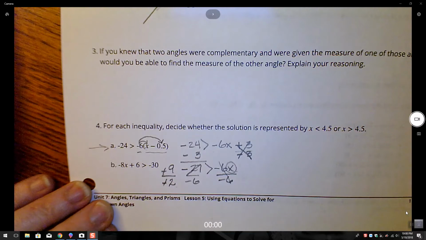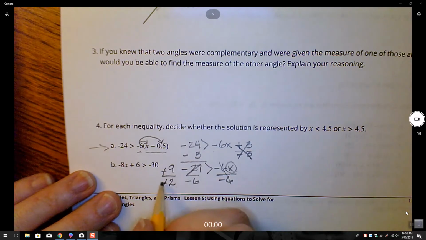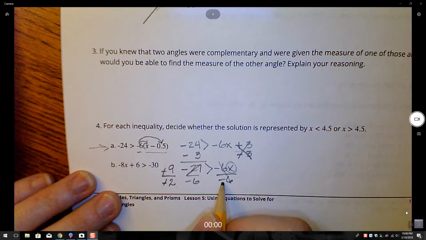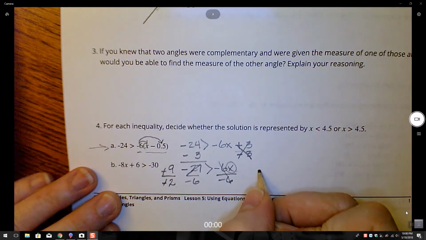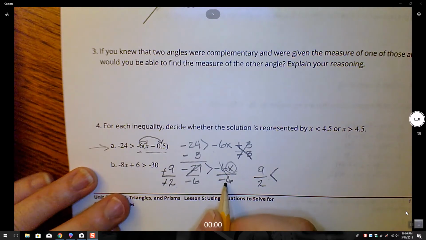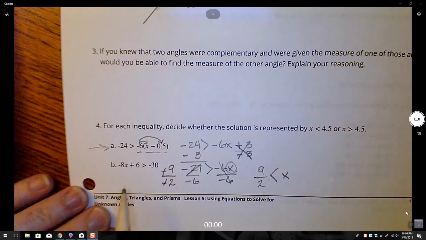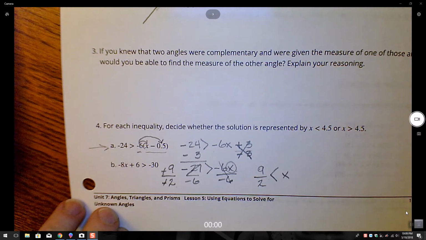So I'm going to get rid of those negatives. They cancel each other out. We can say, oh, what do we do with the sign? Did we divide by a negative? We sure did. So what we're going to say over here is that, because I'm running out of space, 9 halves is less than, because we flipped the sign since we divided by a negative, x. Alright? You solve the next one. In fact, you solve the next couple. I'm going to ask Tanner to pause this video.